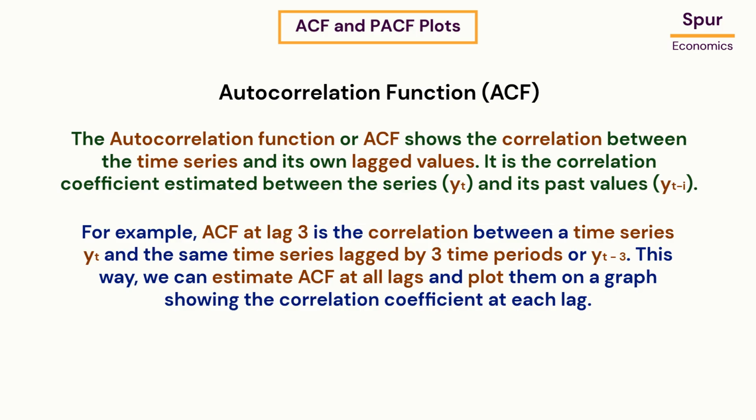The autocorrelation function or ACF shows the correlation between the time series and its own lagged values. It is the correlation coefficient estimated between the series and its past values. For example, ACF at lag 3 is the correlation between a time series yt and the same time series lagged by 3 time periods, or yt-3. This way, we can estimate ACF at all lags and plot them on a graph showing the correlation coefficient at each lag.